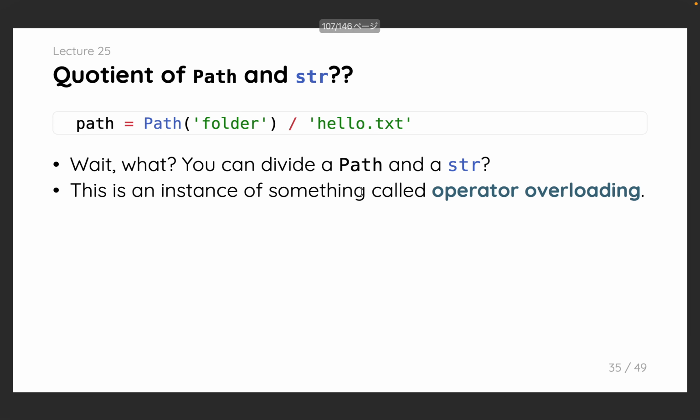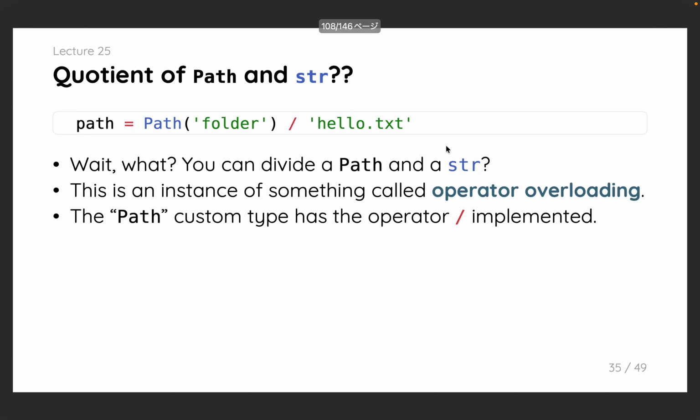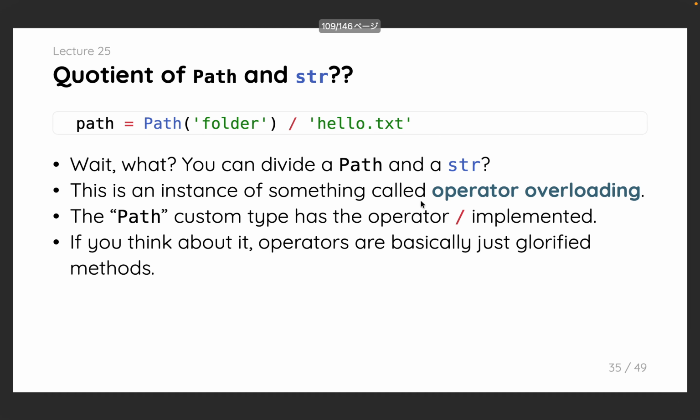As it turns out, this is one example of what we call operator overloading. It's essentially implementing the behavior of the division symbol if what you are dividing is a path as well as a string. So the custom type Path has its own implementation of the division operator, which is why you can do stuff like this. If you think about it in a broader sense, operators in general are actually just methods.